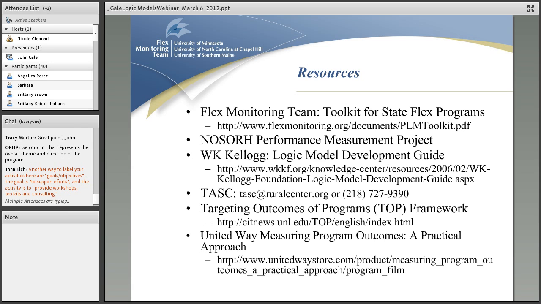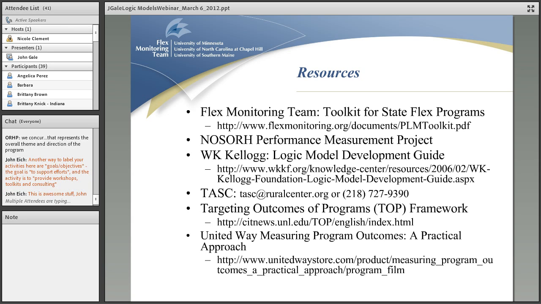W.K. Kellogg has a logic model development guide that takes a slightly different focus than mine. It's more broadly focused on evaluation. Certainly you want to talk to the folks at TASC. They're the folks tasked with supporting the states and Flex programs in implementing and developing their work, and they're a great resource, certainly knowledgeable about the program and what states are doing, and they're on top of where a lot of states are in a way that is amazing.